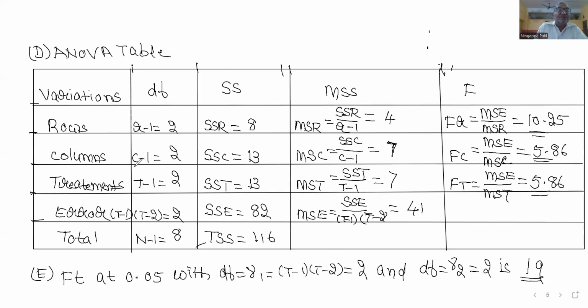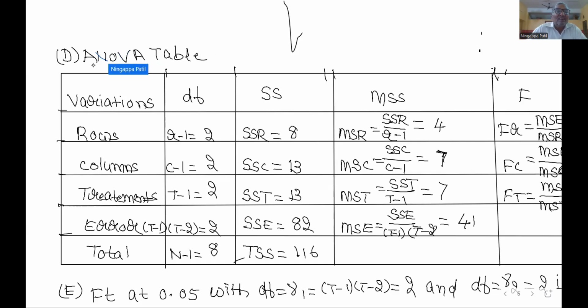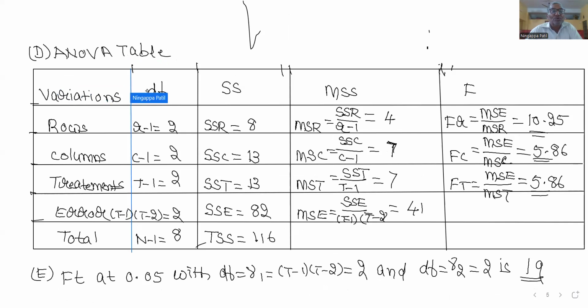Now next, very important, it is the Anova table. The examiner gives the marks for this only. See the table, here are the marks. Look here, Anova table: variations, degrees of freedom, SS, MSS, and F column, and rows, columns. My dear students, this Anova table is very important.